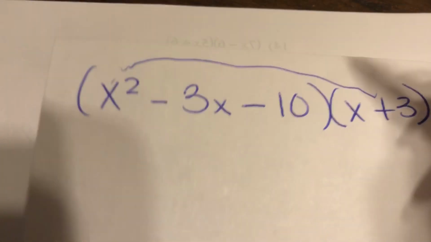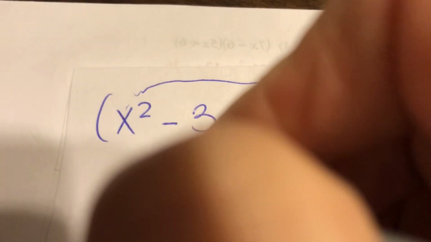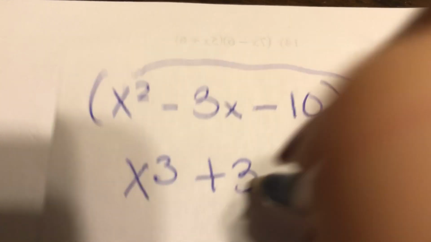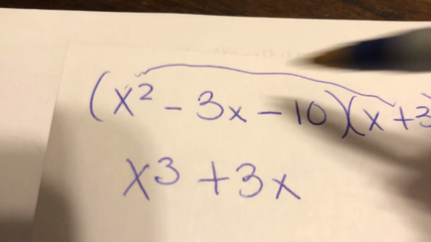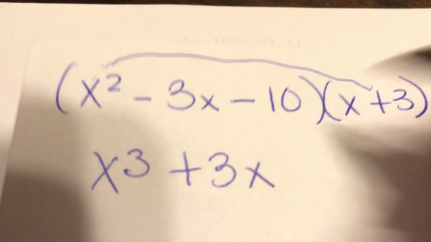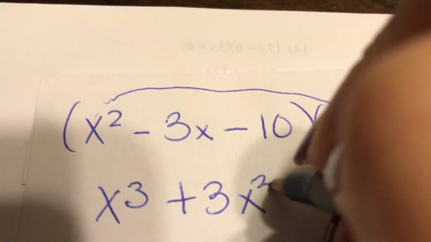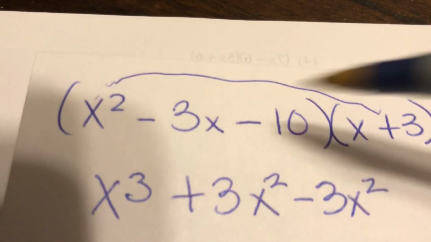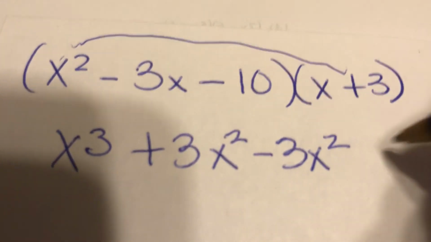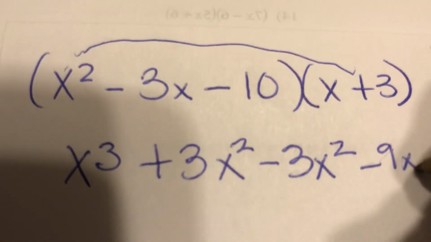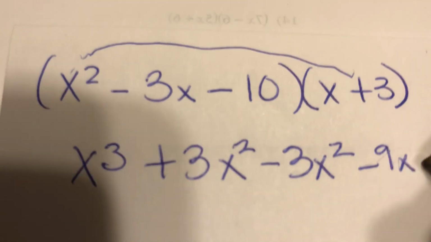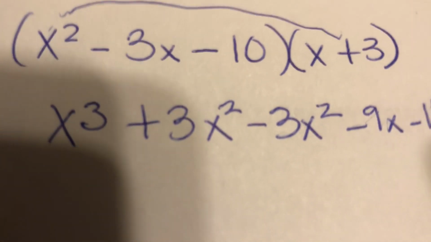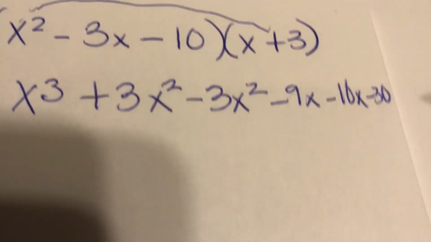You could do x squared times x and get x cubed, x squared times 3x and get 3x squared, negative 3x times x and get negative 3x squared, negative 3x times 3 and get negative 9x, then negative 10 times x and get negative 10x, and then negative 10 times 3 and get negative 30. And then combine your like terms.